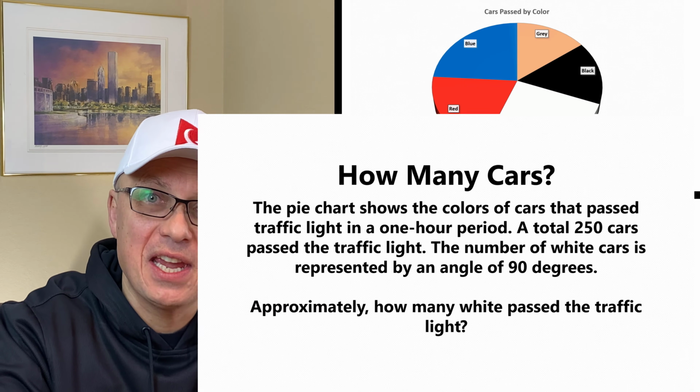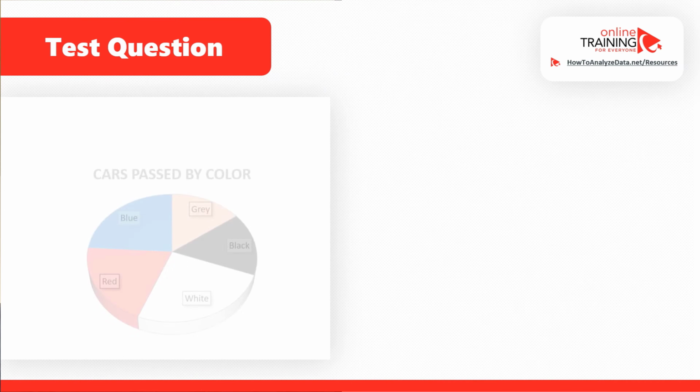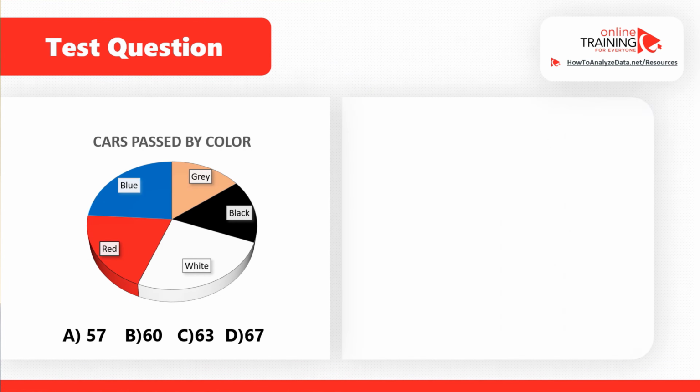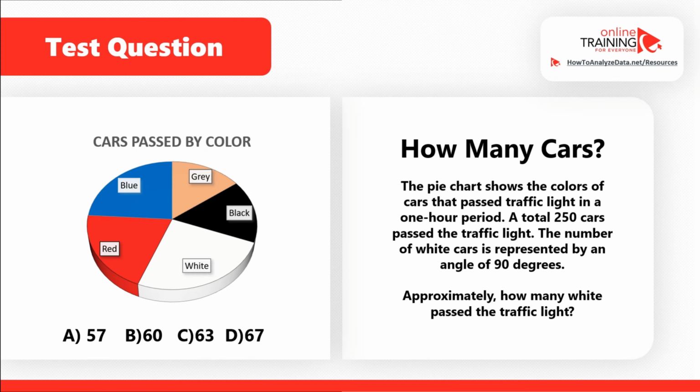Let's read the question more carefully. The pie chart shows the colors of the cars passing a traffic light in a 1 hour period. A total of 250 cars passed the traffic light. The number of white cars is represented by an angle of 90 degrees. Approximately how many white cars passed the traffic light?